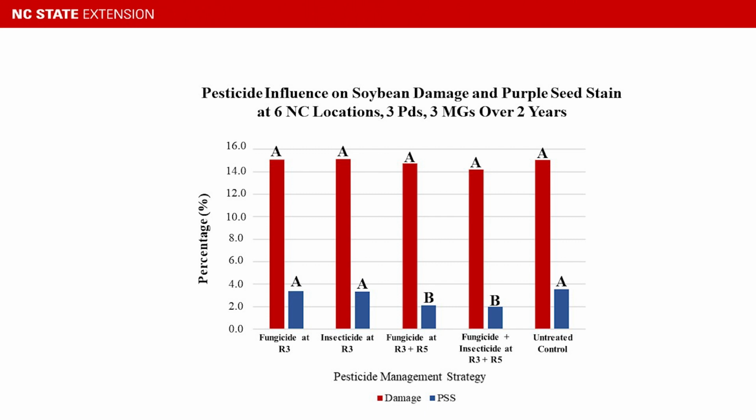using aggressive mid-season pest management has pretty low impact overall on damage. So here we did a fungicide at R3, insecticide at R3, fungicide at R3, R5, fungicide and insecticide at R3, R5. I mean, you're getting pretty aggressive with pest management there. We're looking at damage, we're looking at purple seed stain. Damage is the red bars, purple seed stain is the blue bars. The untreated control is over here. So even with those aggressive levels of mid-season pest management, you're really not dropping damage generally.